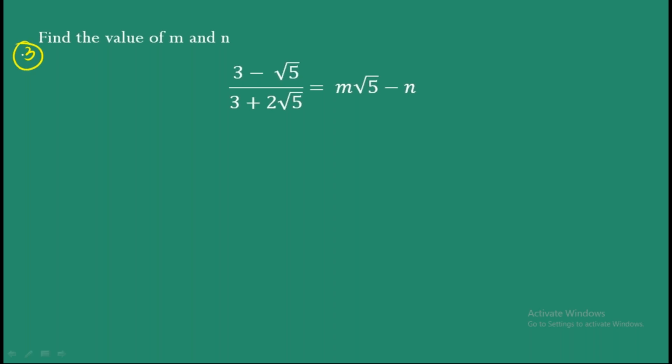Third one. Here again you have to do rationalization and find m and n values. Okay, so what you have to do? 3 minus root 5, we should multiply with 3 minus 2 root 5 and we should divide with that.